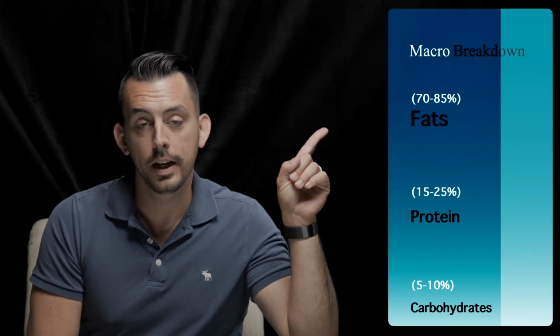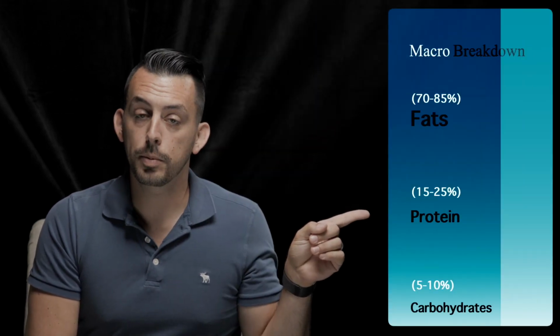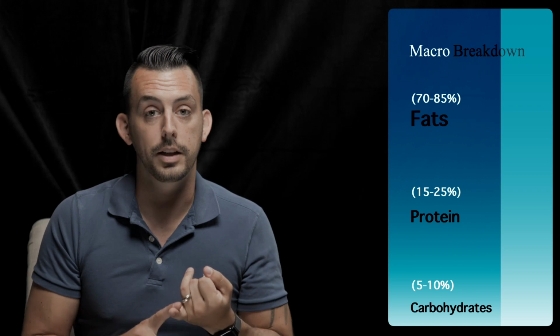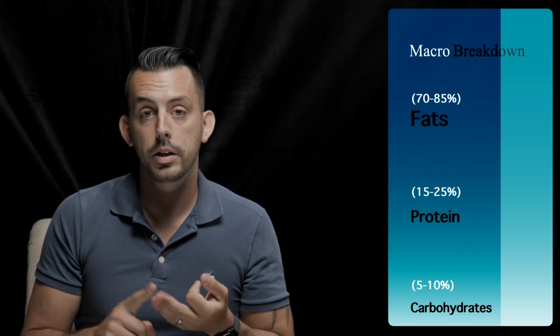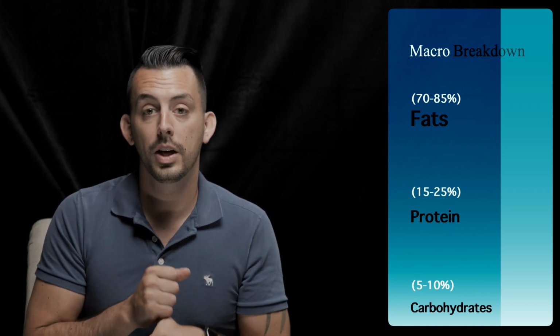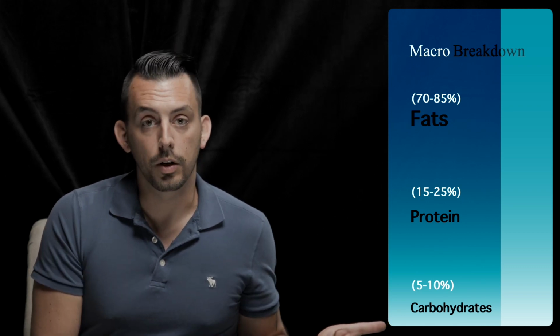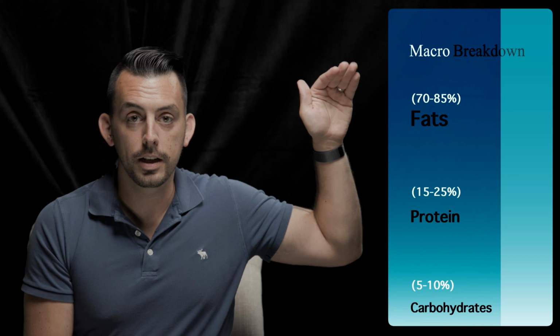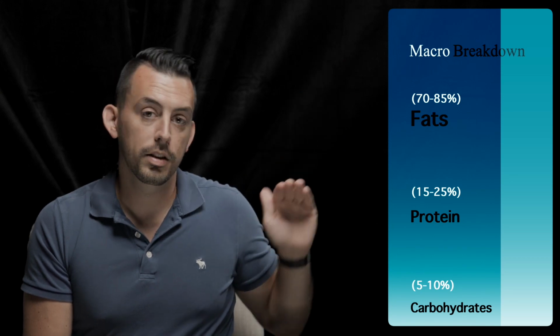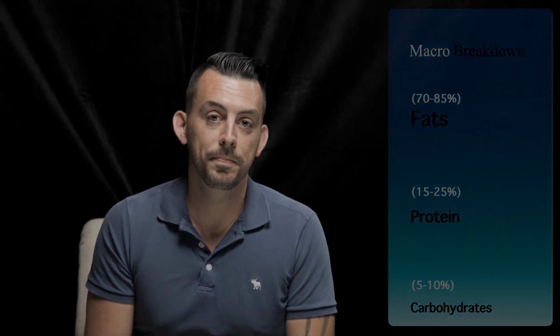This diet is defined as a high-fat diet with moderate to moderately low amounts of protein dictated by things like your activity level, age, weight, gender, body fat percentage, and pre-existing metabolic conditions. Carbohydrates are very, very low. So again, high fat, moderately low protein, very low carbohydrate.